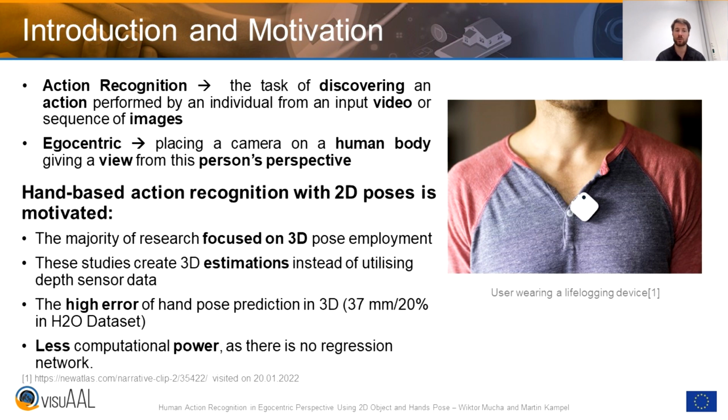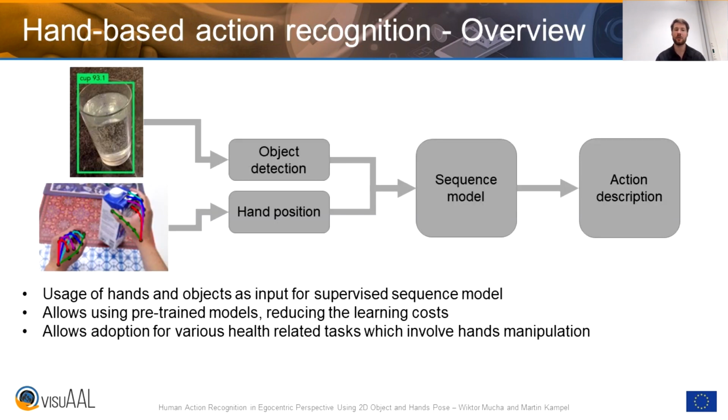And this is in the H2O dataset that I am using. And then there is less demand for computational power, as the model does not perform this additional regression to the third dimension. Our method is constructed from different blocks, including object detection, hand position block, and the part responsible for the sequence classification. This allows us to use pre-trained models, reduce the learning costs, but also in the future to switch one of the blocks for one performing better or adjusting to a different group of activities, etc.